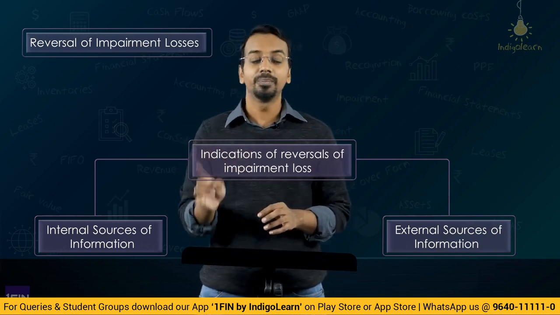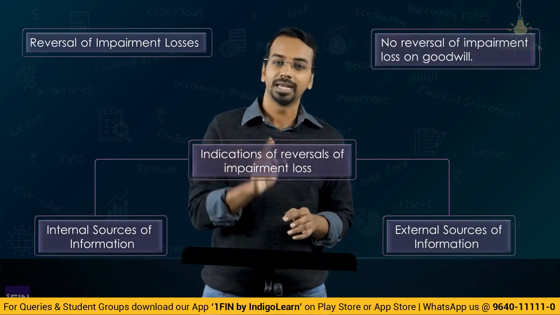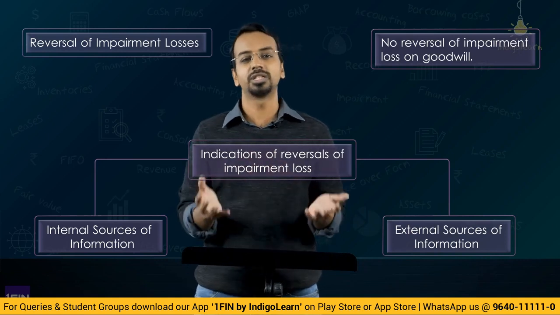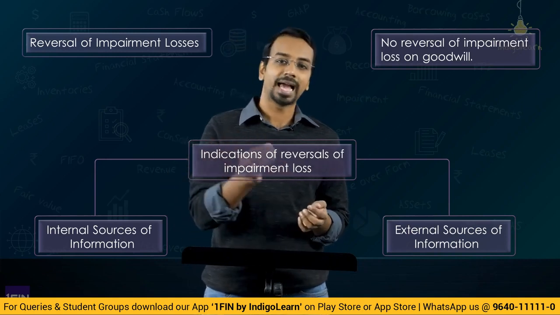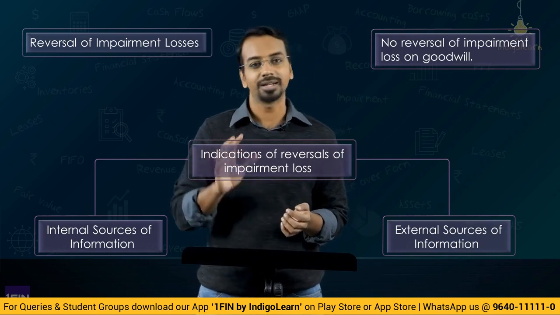Very important, impairment loss on goodwill cannot be reversed. Impairment loss on goodwill cannot be reversed. You will have to allocate the reversal amongst the remaining assets. In which ratio? In the ratio of their carrying amount. In the ratio of their carrying amount, you will reverse the impairment loss.